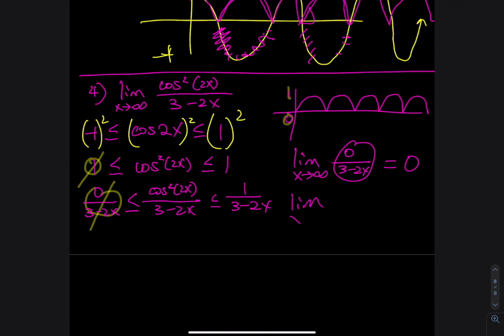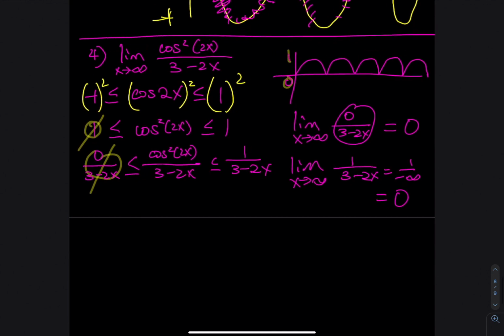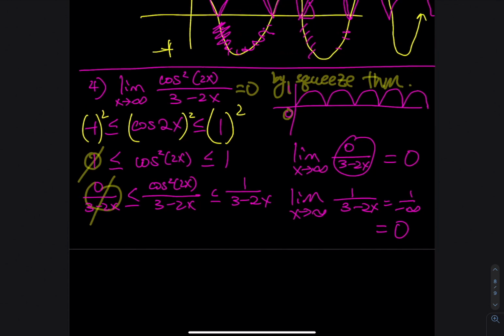And then on the other side, you have 1 divided by 3 minus 2x. So plug in infinity, you have 3 minus infinity. 3 minus an extremely huge value, that is negative infinity, right? So this is equal to 0. So since they are both equal to 0, then we say that this is equal to 0 by the Squeeze theorem. So that is how we do this problem.